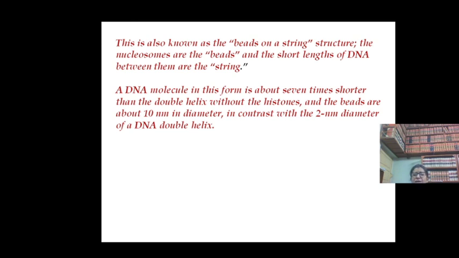A DNA molecule in this form is about 7 times shorter than the double helix without the histones. And the beads are about 10 nanometers in diameter, in contrast with the 2 nanometer diameter of a DNA double helix. So just imagine the amount of condensation that is taking place. It is being shortened 7 times in a single go. Okay?